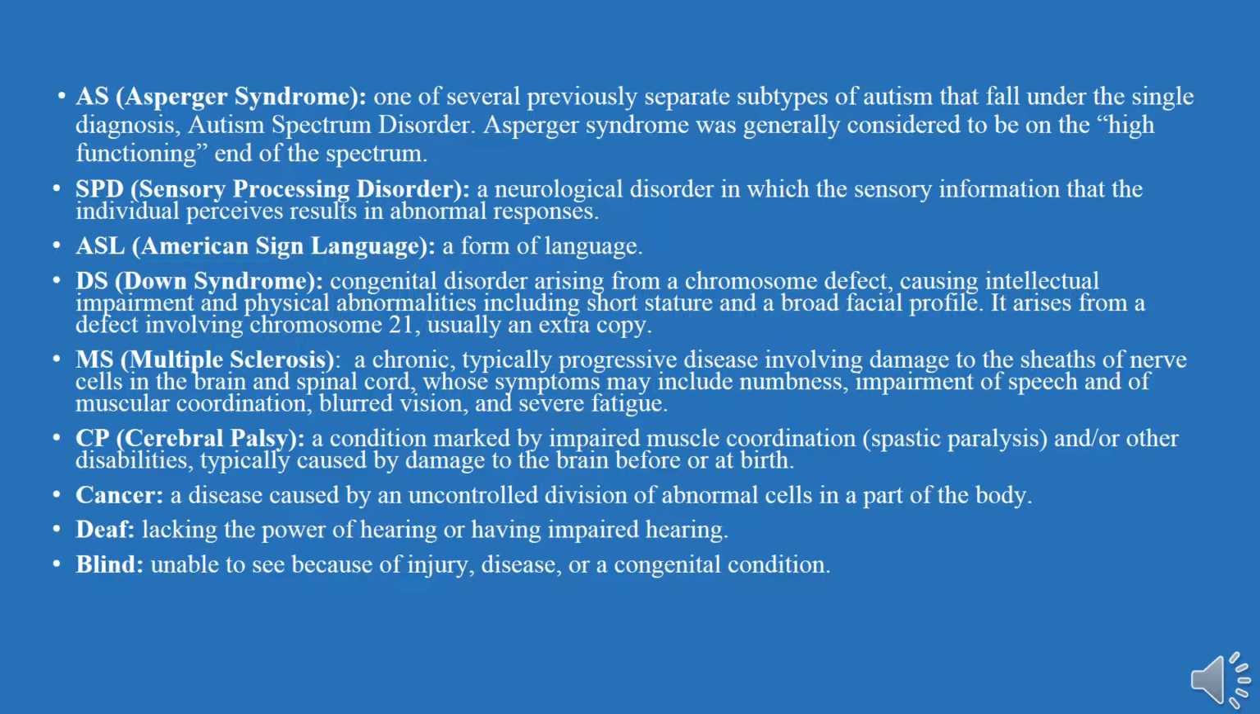CP, which is cerebral palsy, a condition marked by impaired muscle coordination and or other disabilities typically caused by damage to the brain before or at birth. Cancer, a disease caused by an uncontrolled division of abnormal cells in a part of the body. Deaf, lacking the power of hearing or having impaired hearing. Blind, unable to see because of injury, disease, or a congenital condition.